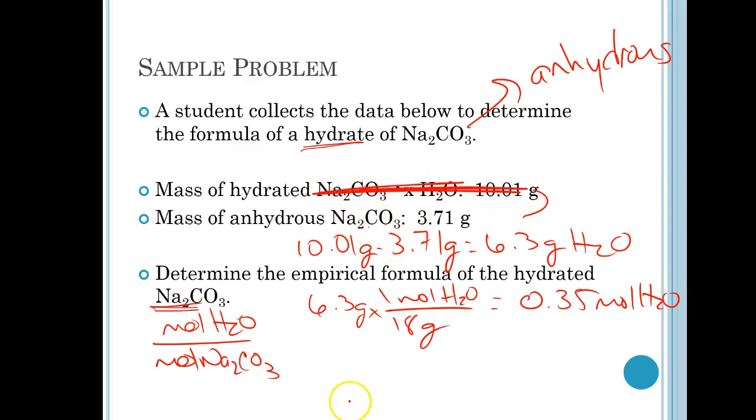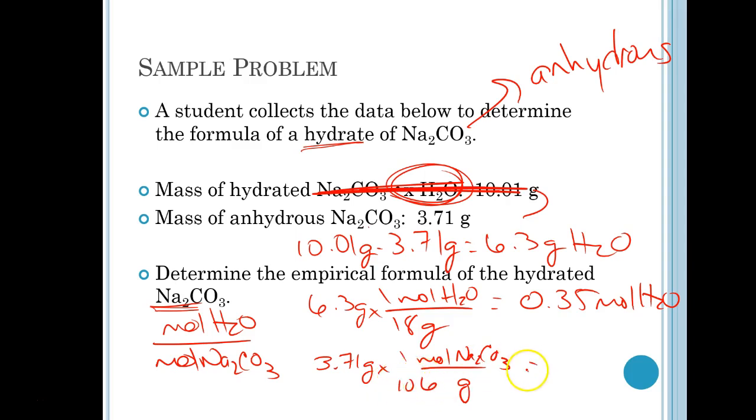Then, to find the Na2CO3, I don't take this one. Okay, I'm going to use that one because that doesn't have any water in it. I cannot use this one. I don't know how many waters it has. It could have 1, it could have 10. Just depends. So that 3.71 grams, I have to take the dry stuff. So that's 23 times 2 plus 60. It's 106. So 3.71 divided by 106, 0.035 moles of Na2CO3.